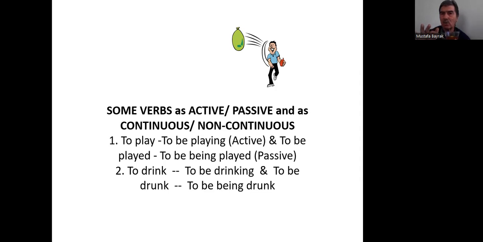To be being drunk. Now this is present continuous of passive voice. Tea is being drunk now. Okay, tea is being drunk now. Maybe coffee is being drunk by you, but tea is being drunk. This is the passive present continuous tense.